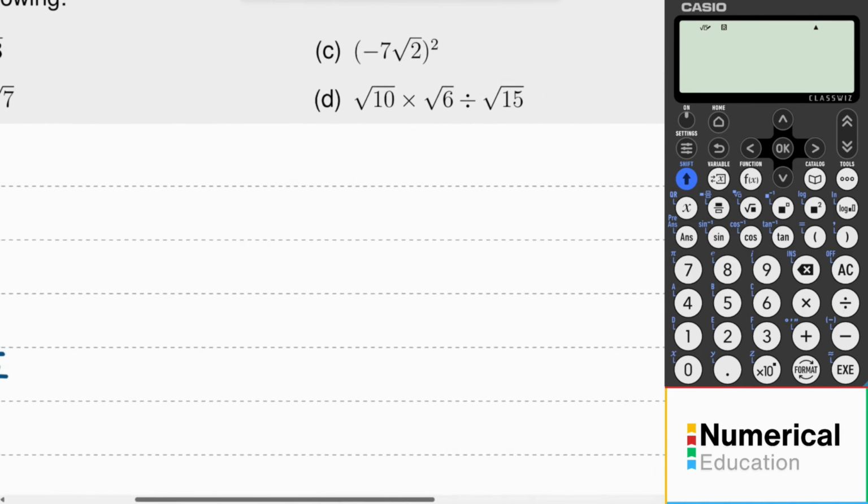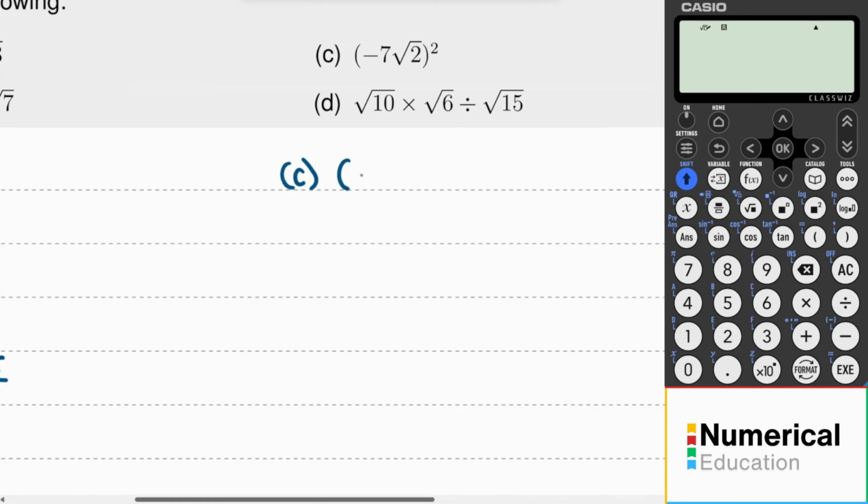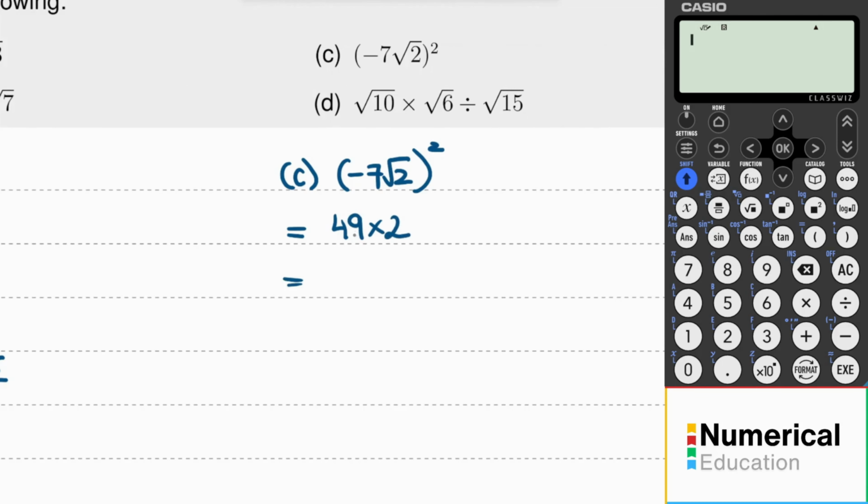So moving on to part C. For part C, we've got brackets -7 root 2 all squared. So now we're going to be using some of our index laws that we saw earlier in this playlist. We've got two things inside the brackets that we want to go ahead and square. That means we have to square each of those things inside the brackets individually. So -7 all squared will be 49. Root 2 squared will be 2, and 49 lots of 2 will give us 98 as an answer.